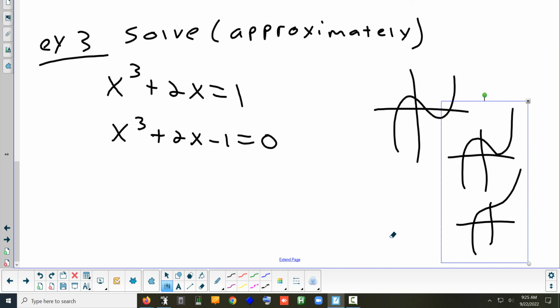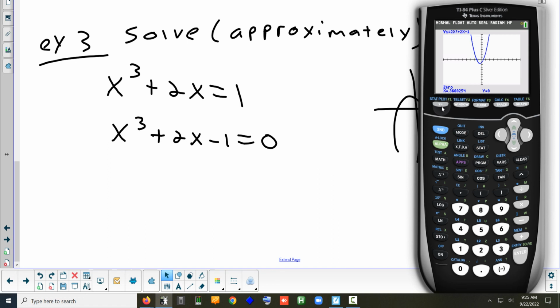So let's draw it and see which one of these we have. But it's going to be one of those 3 types. Okay, so x cubed plus 2x minus 1. Okay, I'm still on Zoom 6. I think that's going to be okay for what we're doing.